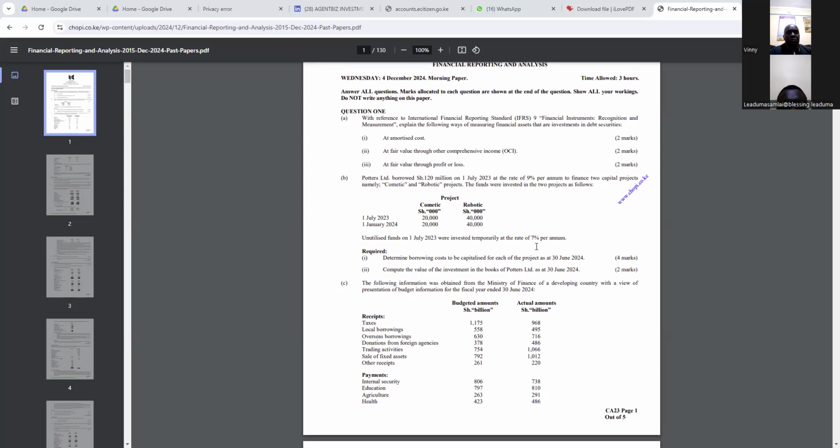So how do you approach such a question? Remember, our interest is to get the cost. We don't mind the amount they borrowed, but our interest is to get the cost. And the main cost in this question is the interest.